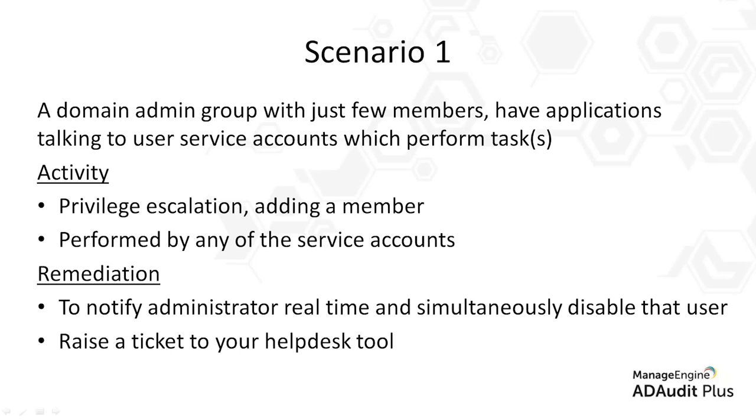So you've had a privilege escalation. You get to be notified real time. And if that happened because of any one of the service accounts through the application, the tool recognizes that. It gives you an email. By the time you finish reading the email, through the script, it would have disabled the user who was just added, and it would have raised a ticket to your help desk tool.